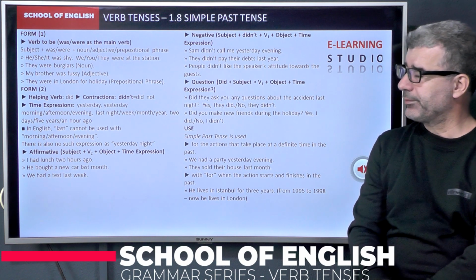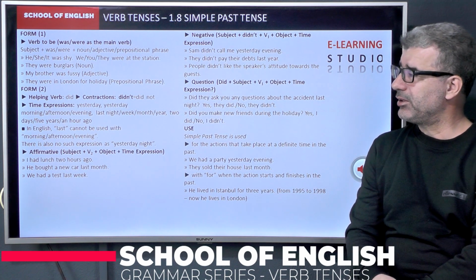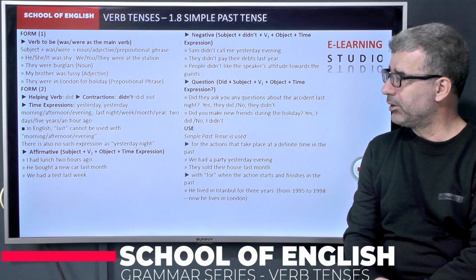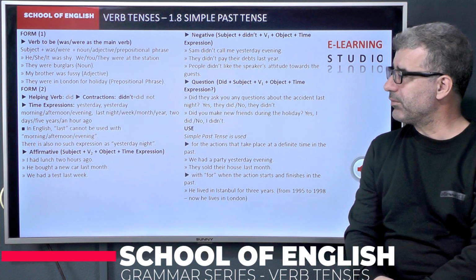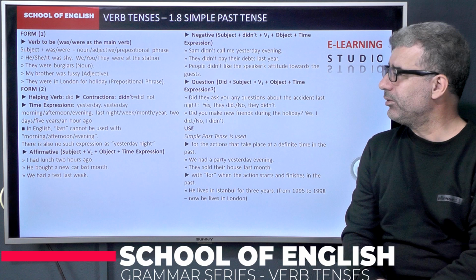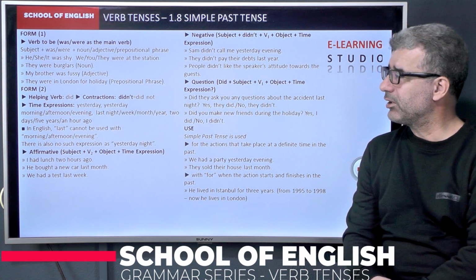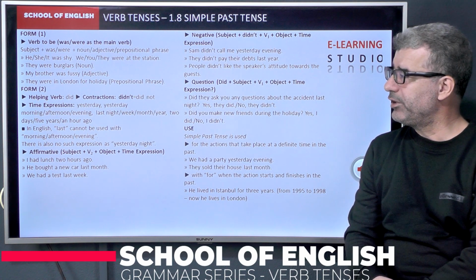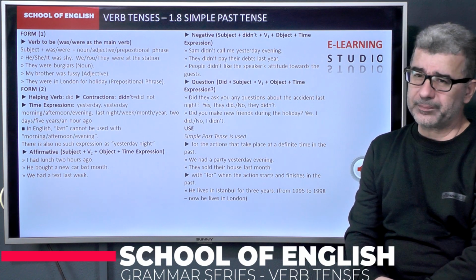Time expressions for simple past tense: yesterday, and its combinations, yesterday morning, yesterday afternoon, yesterday evening. Last and its combinations again, last night, last week, last month, last year. 2 days ago, 5 years ago, and its variations. In English, last cannot be used with morning, afternoon, and evening.